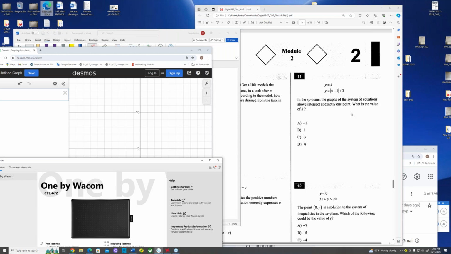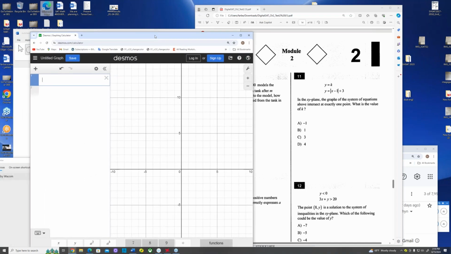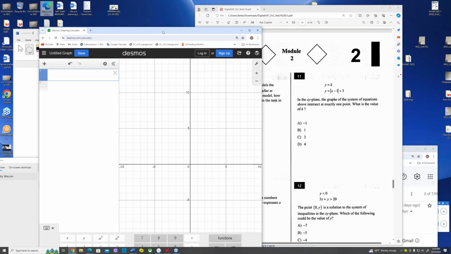For instance, you have this one. Number 11, Desmos. Type it. Y. Let me do this one.